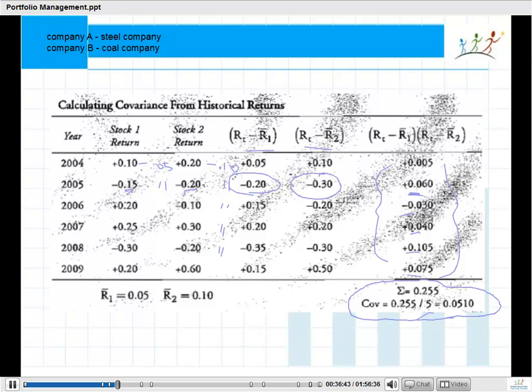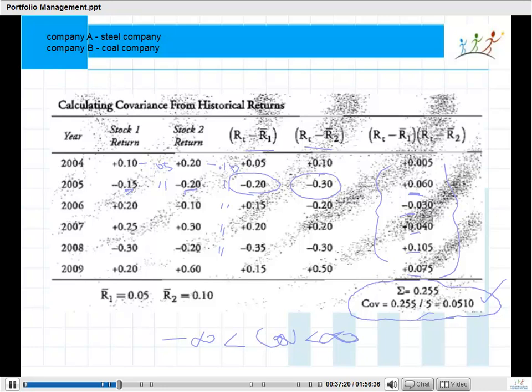Now the covariance number has come out to be positive. So I can say that the variables seem to be moving in the same direction, or they seem to have a positive relationship. But guys, is the covariance number of 0.051 very high or is it very low? Can I make that statement? Covariance theoretically can vary from minus infinity to plus infinity. So whether a number of 0.05 is high or low, I cannot say.